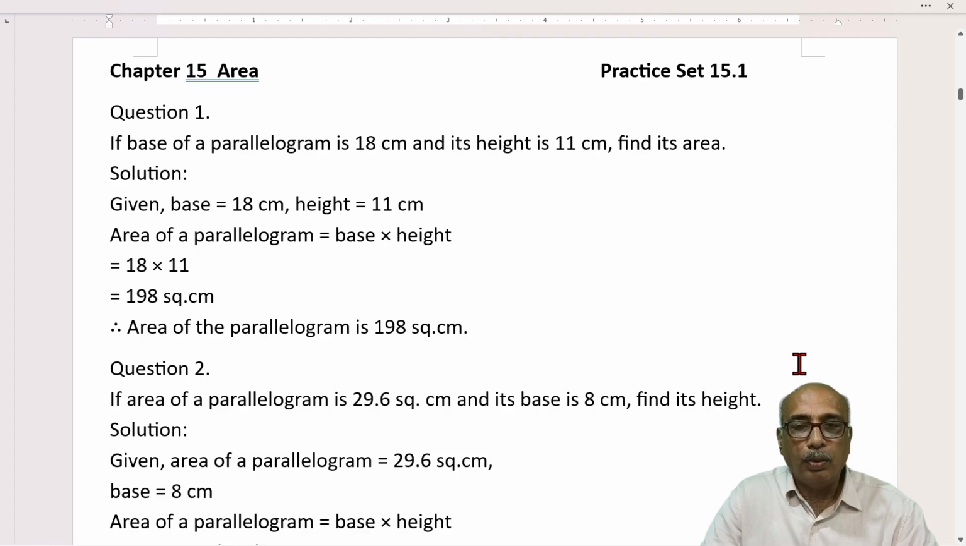Hello children, we are starting with practice set 15.1. First question: if the base of a parallelogram is 18 centimeter and its height is 11 centimeter, find its area.